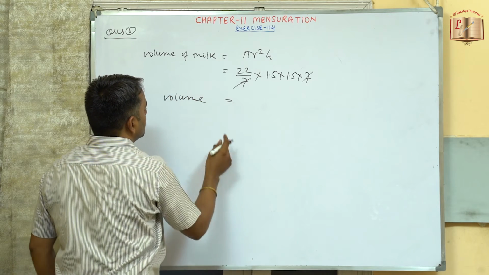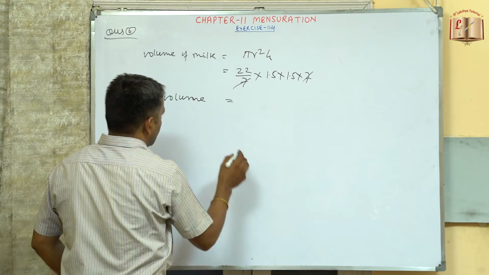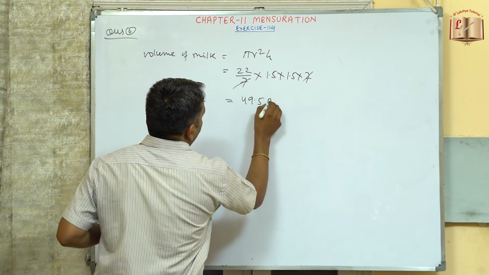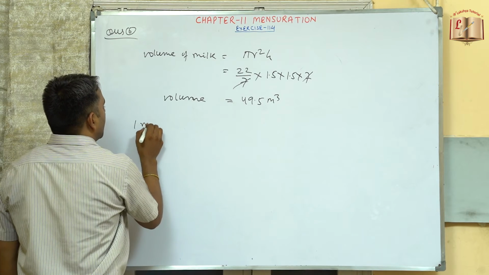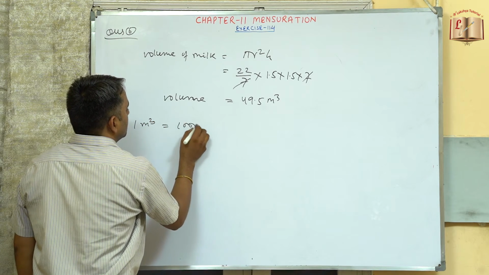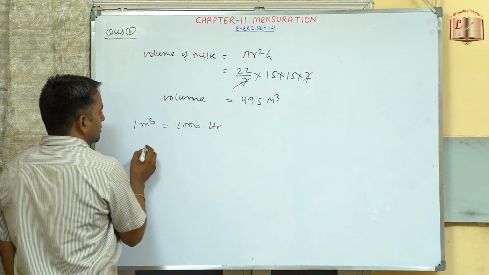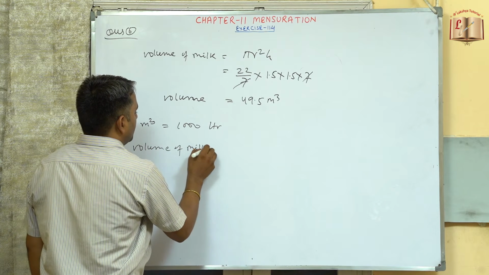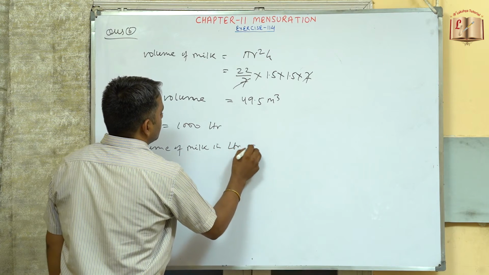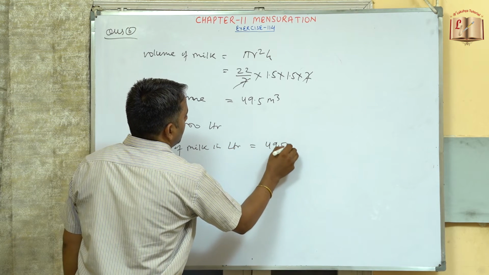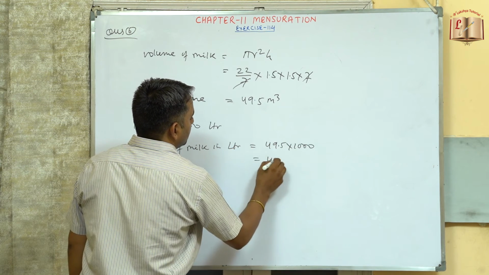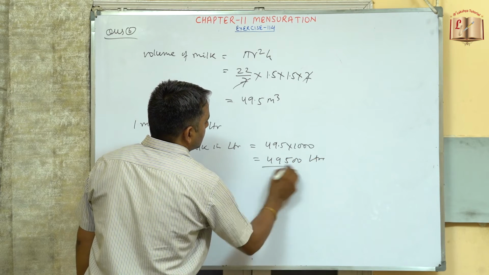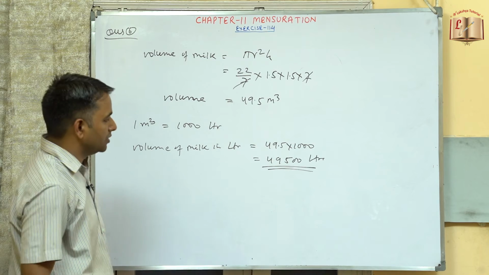So volume is now 49.5 meter cube. Now we know 1 meter cube equals 1000 liters. So volume of milk in liters will be 49.5 into 1000, so this will be 49,500 liters. So this will be the volume of the milk.